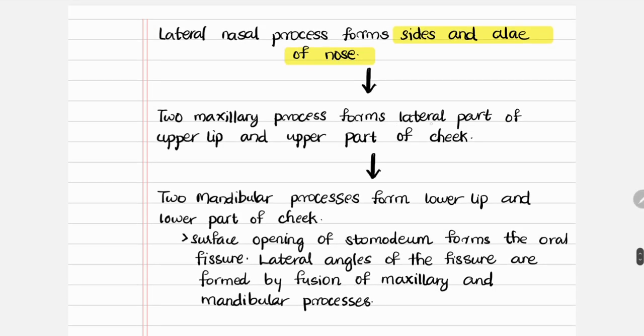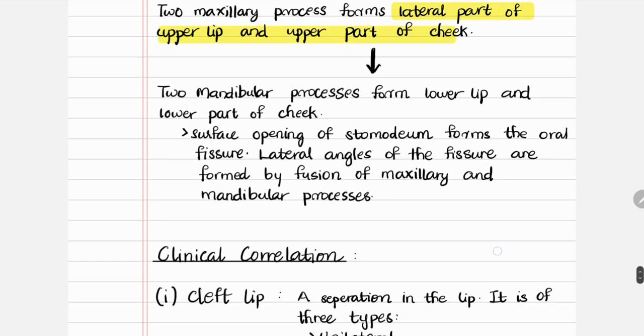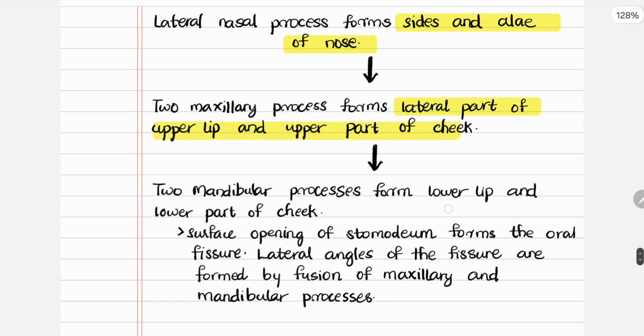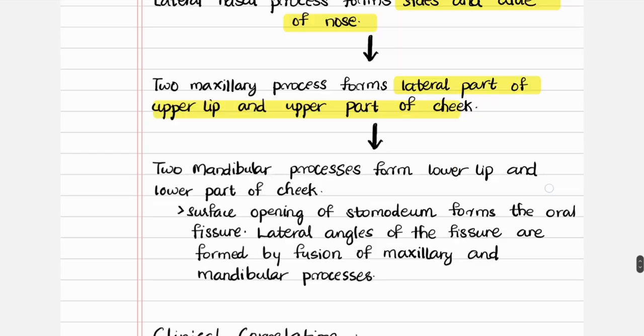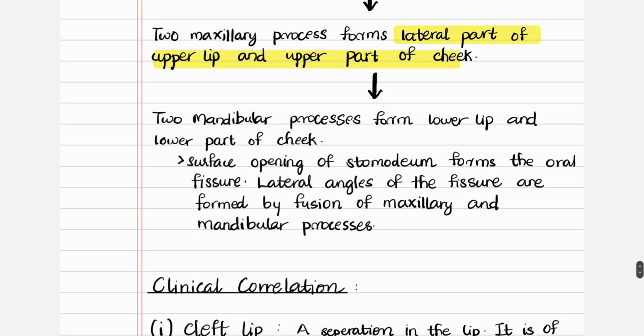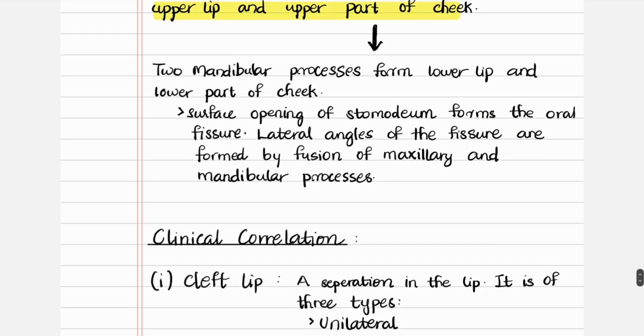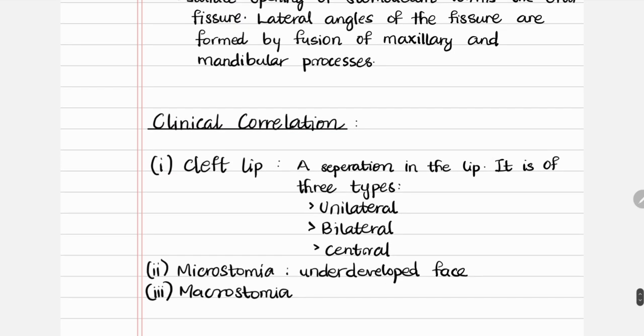Then the 2 maxillary processes form the lateral part of the upper lip and the upper part of the cheek. We have talked about the medial nasal process, lateral nasal process, and the 2 maxillary processes. Now we write about the 2 mandibular processes, which form the lower lip and the lower part of the cheek. Then the surface opening of the stomatodeum forms the oral fissure. The lateral angles of the fissure are formed by fusion of the maxillary and mandibular processes.